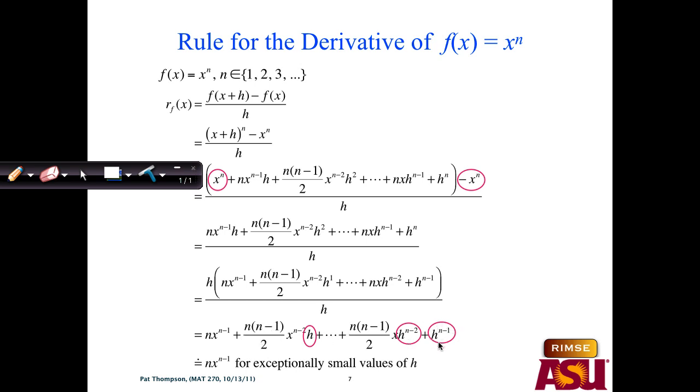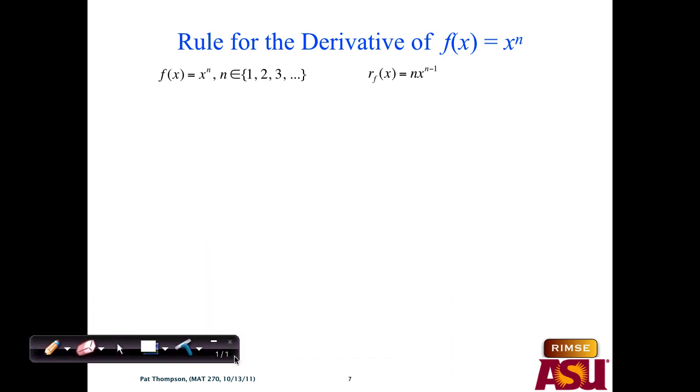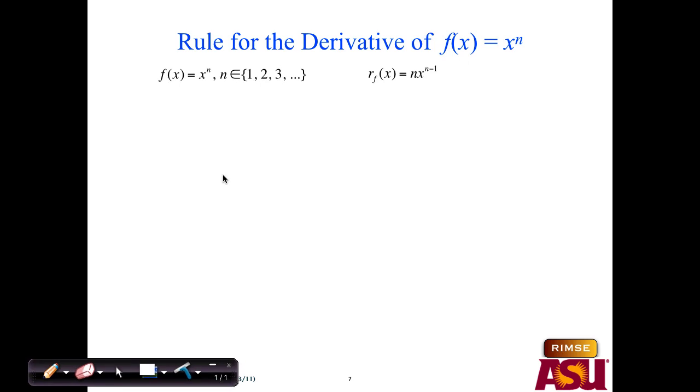Some are closer to 0 than others because they have lots of h's. But in any case, this first term, n x to the n minus 1, is what remains as not multiplied by 0. And so that's the rate of change function rule that we're going to use for polynomial functions. And it also applies to any other power function. As I said, we'll prove it for other powers also, other than just whole number powers.